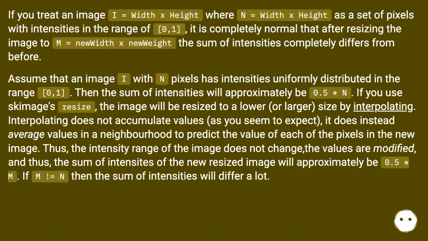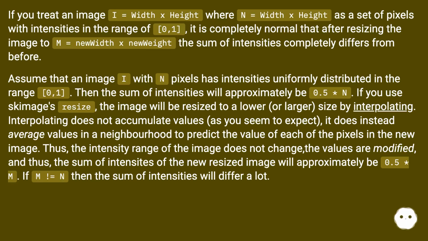If you treat an image I, with n equals width times height, as a set of pixels with intensities in the range 0 to 1, it is completely normal that after resizing the image to m equals new width times new height, the sum of intensities differs from before. Assume that an image I with n pixels has intensities uniformly distributed in the range 0 to 1. Then the sum of intensities will approximately be 0.5n.